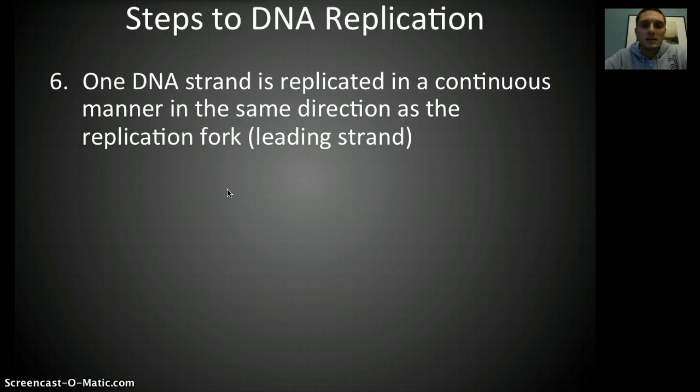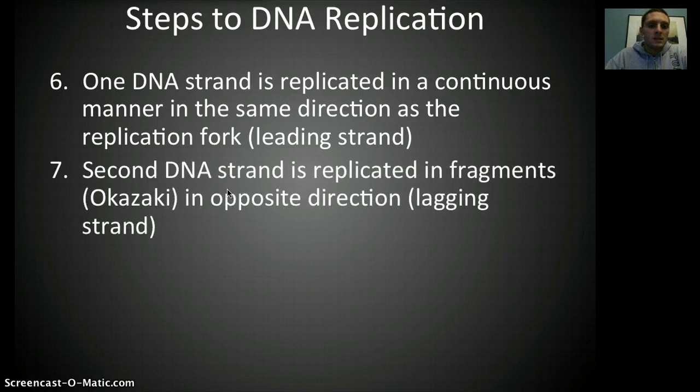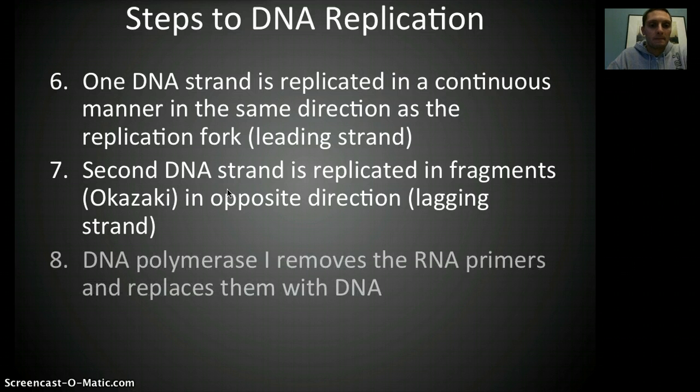One DNA strand, as we discussed, is replicated in a continuous manner, and this is in the same direction as the replication fork. So if the replication fork is moving towards that 5' direction, nucleotides are going to be added in that same direction, and we call this the leading strand. The second DNA strand is replicated in fragments, and it's moving in the opposite direction. We call this the lagging strand, and this is where we see the Okazaki fragments being added. We're still adding nucleotides in that 5' to 3' direction, but because we're going backwards or opposite, those fragments have to be put back together, and those are called Okazaki fragments.